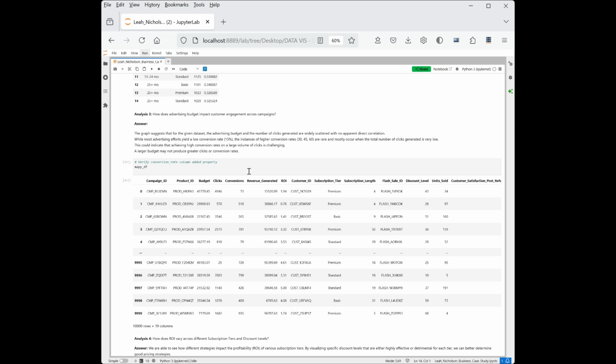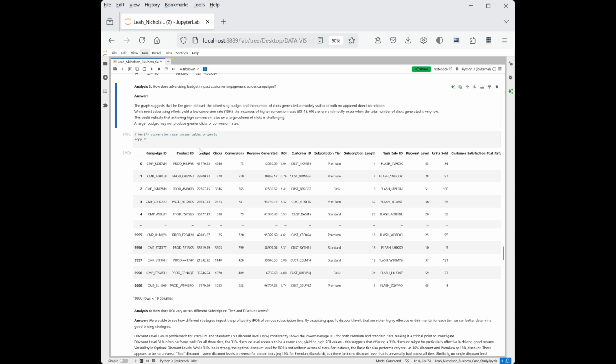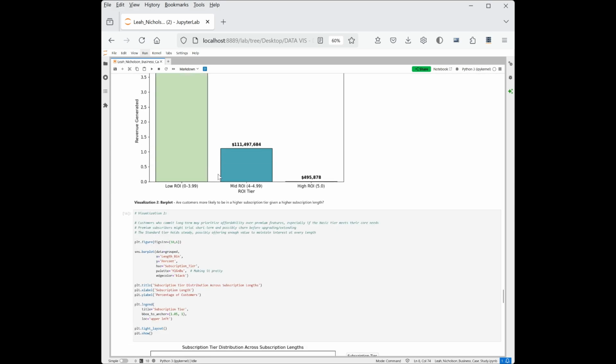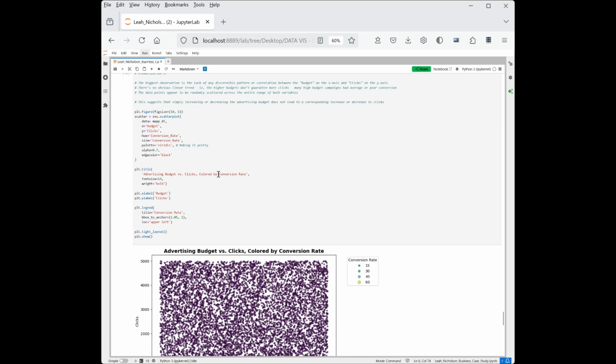Bottom line, a larger budget might not produce greater clicks or conversion rates. So the more you spend, there's no guarantee that you're going to get those clicks or conversion rates, which is important from a business perspective if finances are strained or if you're working within a budget. So to see this, we'll scroll down to the visualization for this third question.